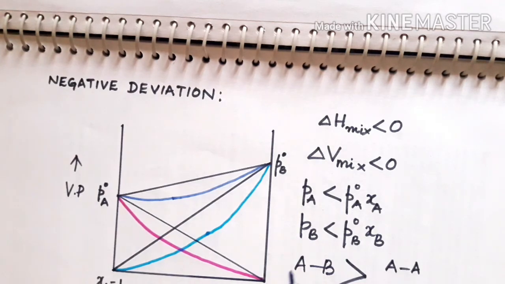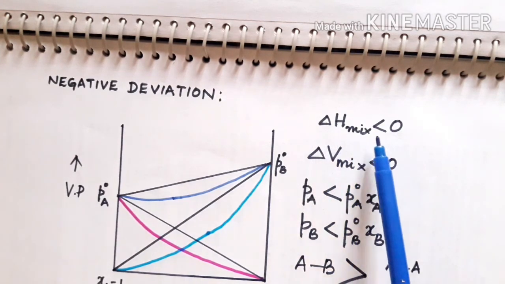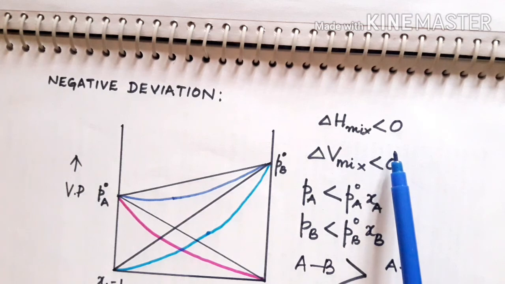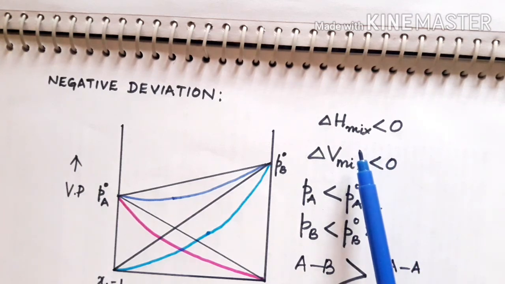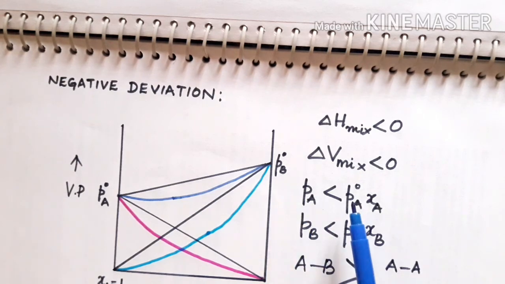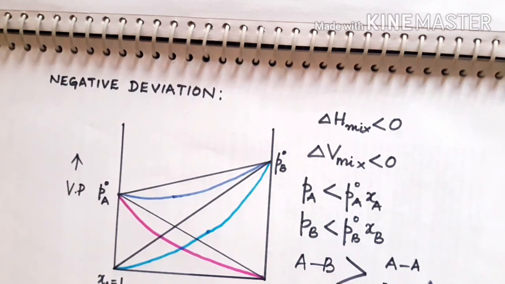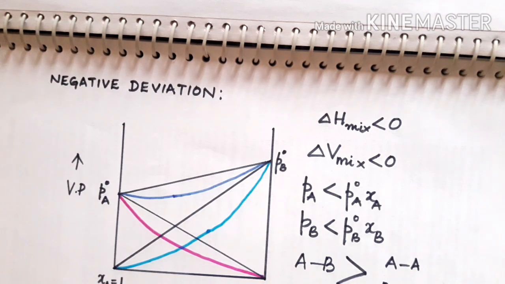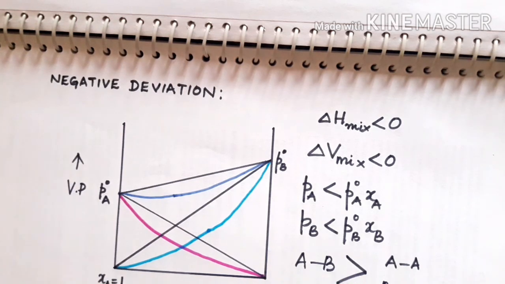On just checking the condition delta H of mixing less than 0, what do you understand by this? Here you find that energy is liberated when the components A and B are mixed together. That is, when the solute and the solvent interact together, it releases a lot of energy. In such cases, we say that it forms solutions which have a maximum boiling point azeotrope.